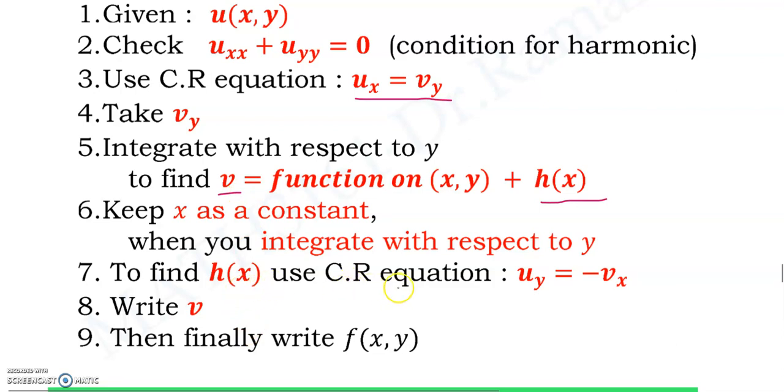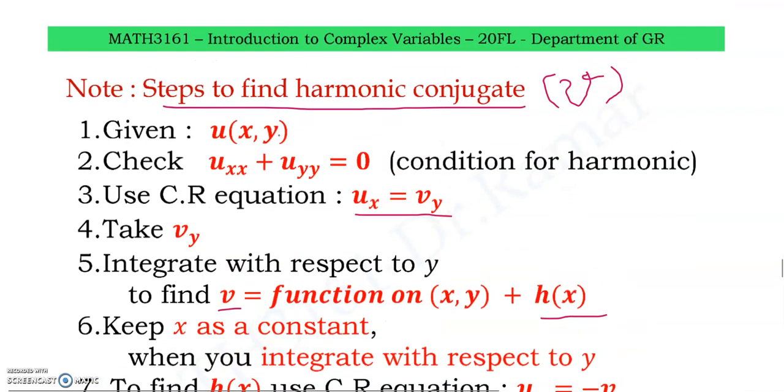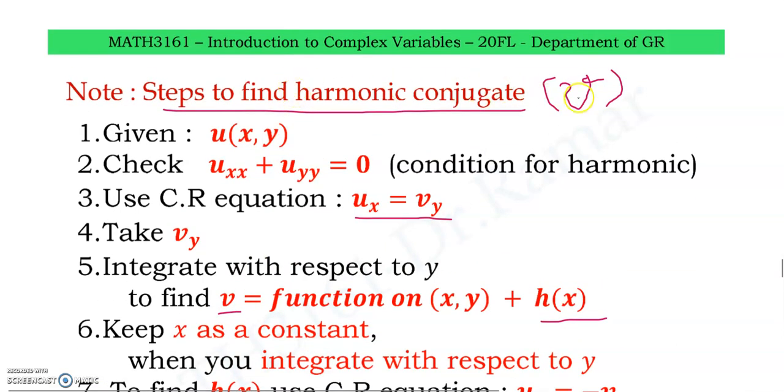By using the other CR equation, because we have two CR equations, the first one here, the second one is here. By using the second equation of CR, we can find the value of h of x. Then we can write v. Actually these are the steps for how to find the harmonic conjugate v if u is given. We are going to see two examples.